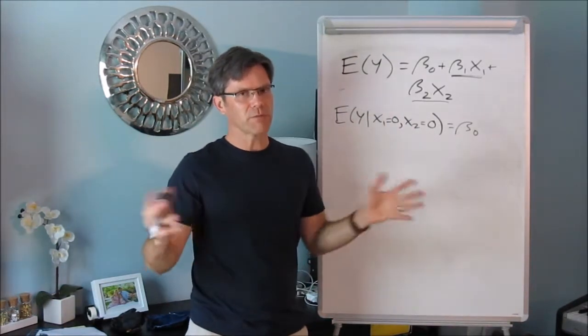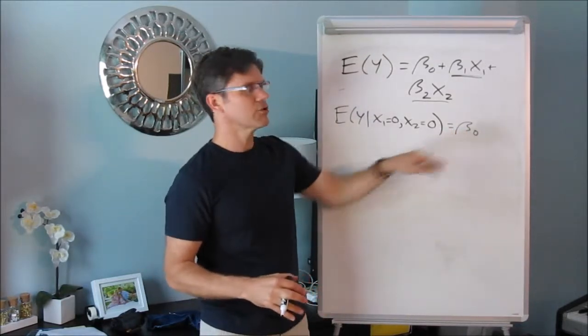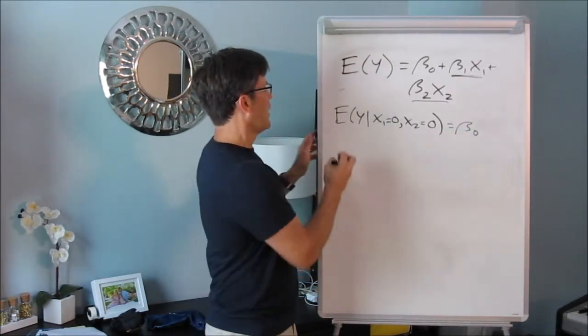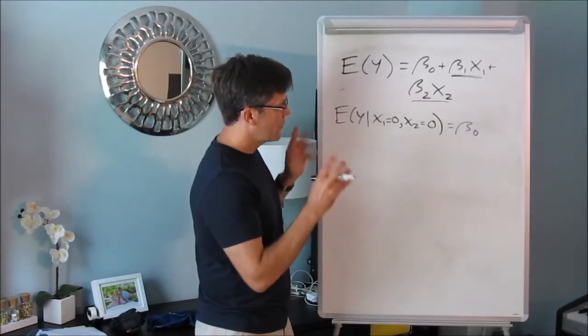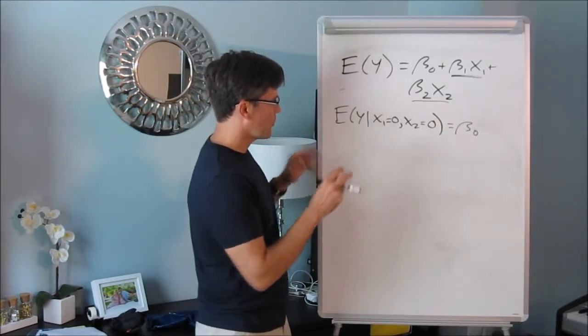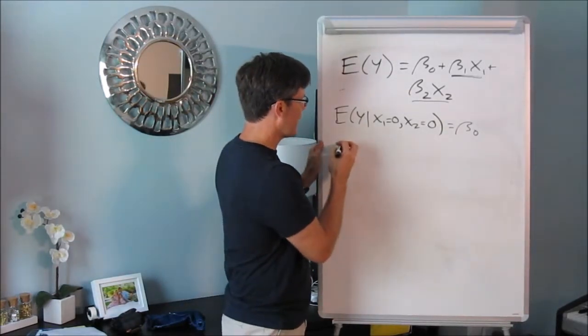Right? Might be an extrapolation, might not be in the range of the data, but that is our interpretation of our intercept. And we can move things around our data to make that intercept more interpretable, but for right now we're going to focus mainly on the slopes.